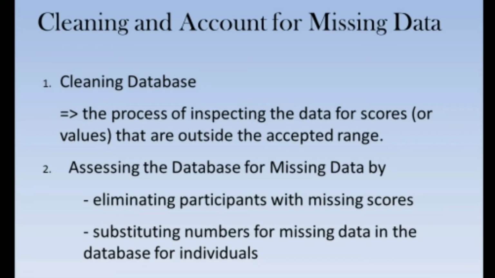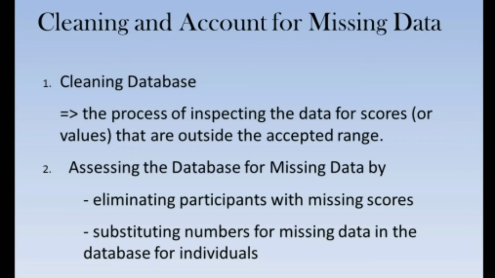Cleaning the data is the process of inspecting the data for scores or values that are outside the accepted range. For example, participants may provide a 6 for a strongly agree to strongly disagree scale when there are only 5 response options. Alternatively, the researcher might type a score for a participant as 3 for gender, when the only legitimate values are 1 for females and 2 for males.